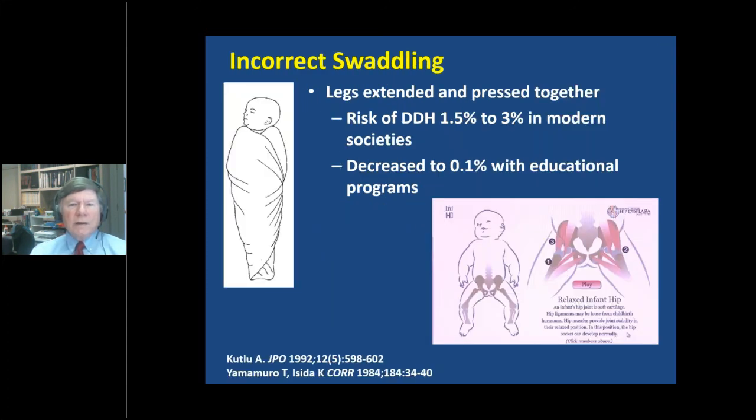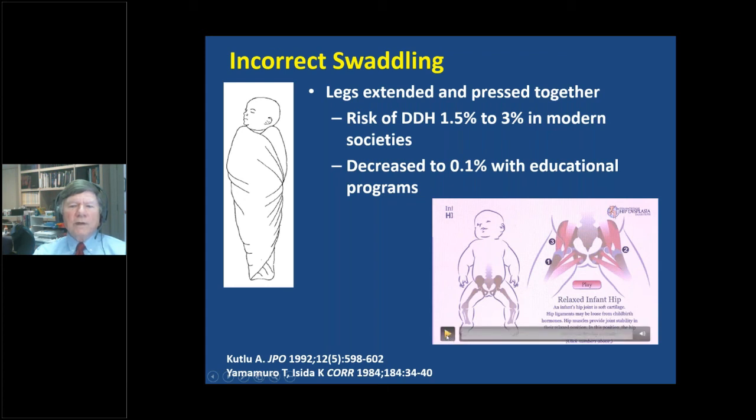Now, incorrect swaddling has been added as a risk factor, and this is primarily when the legs are extended and pressed together. The risk of hip dysplasia is about 1.5 to 3% in modern societies that still use swaddling. In some societies like Japan and Turkey, this has been decreased to 0.1% with educational programs. So tight swaddling, traditional swaddling for prolonged periods of time is definitely a risk factor.